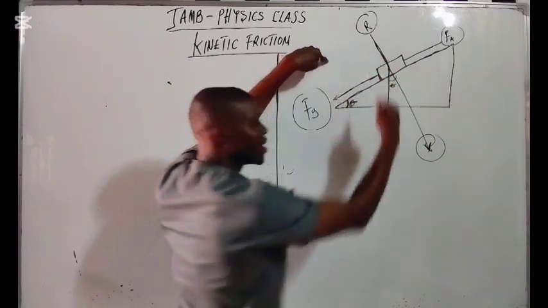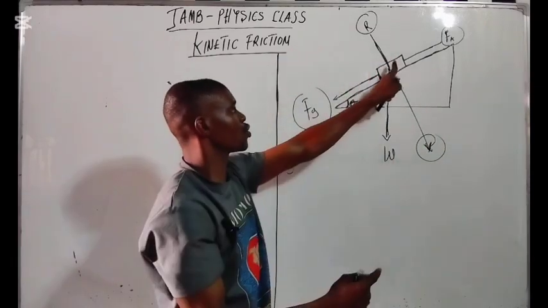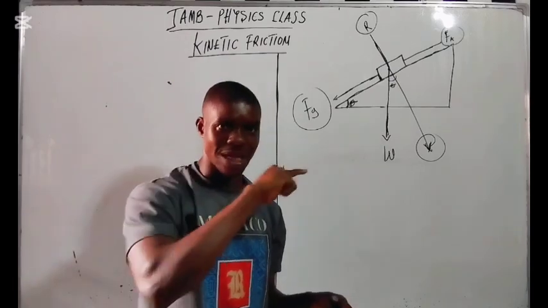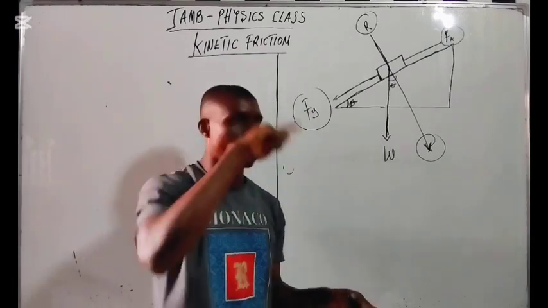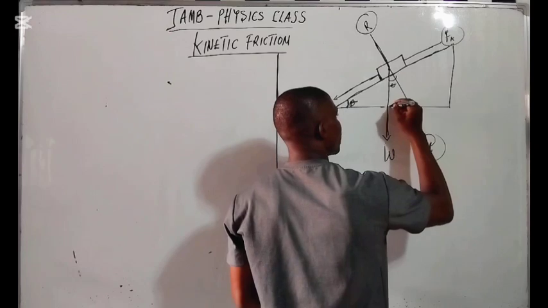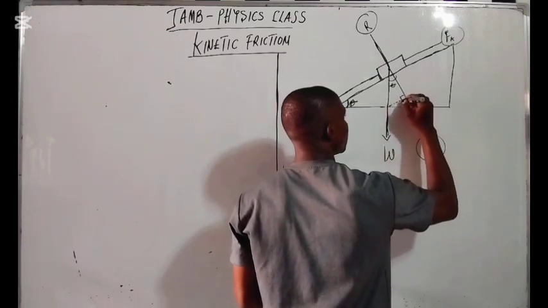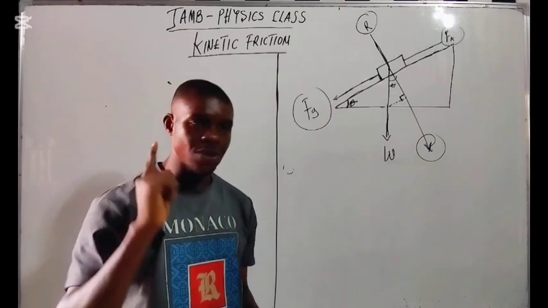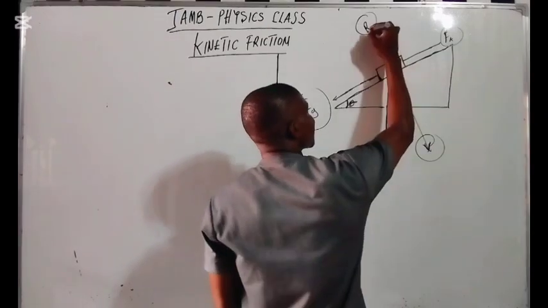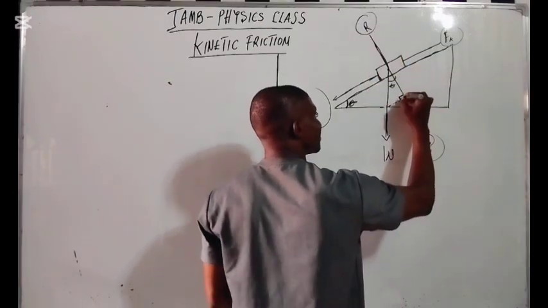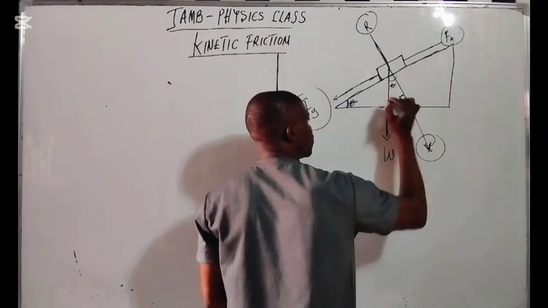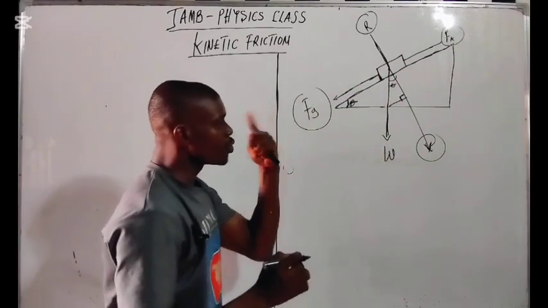When you say something is perpendicular to the inclined plane, it means it is 90 degrees. Do you understand? When you talk about perpendicular, it means 90 degrees. So this normal force here is 90 degrees to the inclined plane, while this one is the parallel force here. Now we want to resolve this.